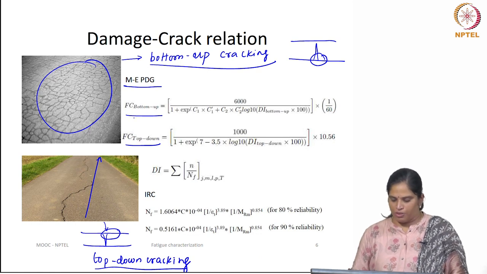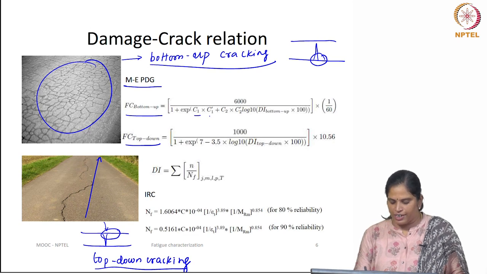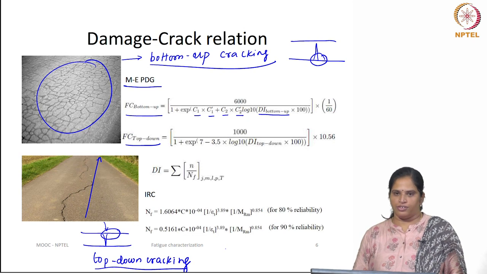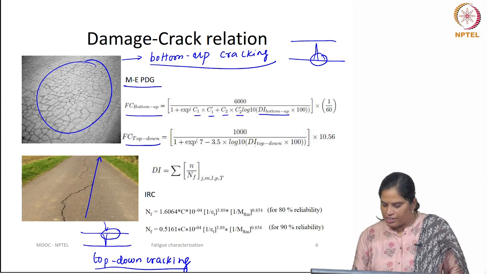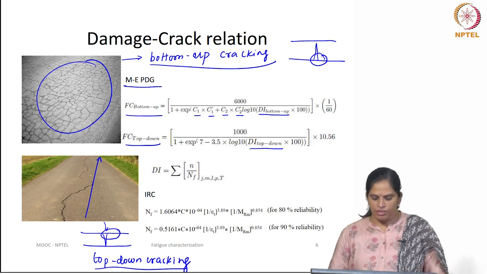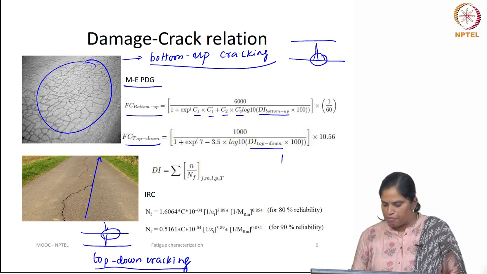Now, if you see the bottom up cracking, it has an empirical expression in which C1, C1 dash, C2, C2 dash are constant parameters, and DI bottom up is a damage index for bottom up cracking. For top down cracking, again you can see DI top down in the equations. This is again a damage index predicted for top down cracking. So, cracking in a pavement is related to the damage in a pavement using a DI. This DI is called the damage index.